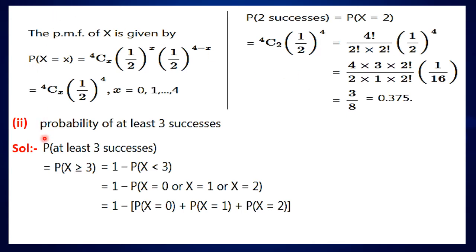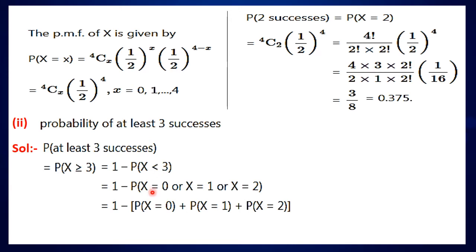Then the second probability, that is the probability of at least 3 successes. At least 3 successes means x can be greater than or equal to 3. It can be 3 or 4. Or it can be calculated by 1 minus P of x less than 3, because total probability is 1. That is, from 0 to 4 if we substitute and add, the total probability is 1. So instead of finding the probability P of x greater than or equal to 3, we can find 1 minus P of x less than 3.